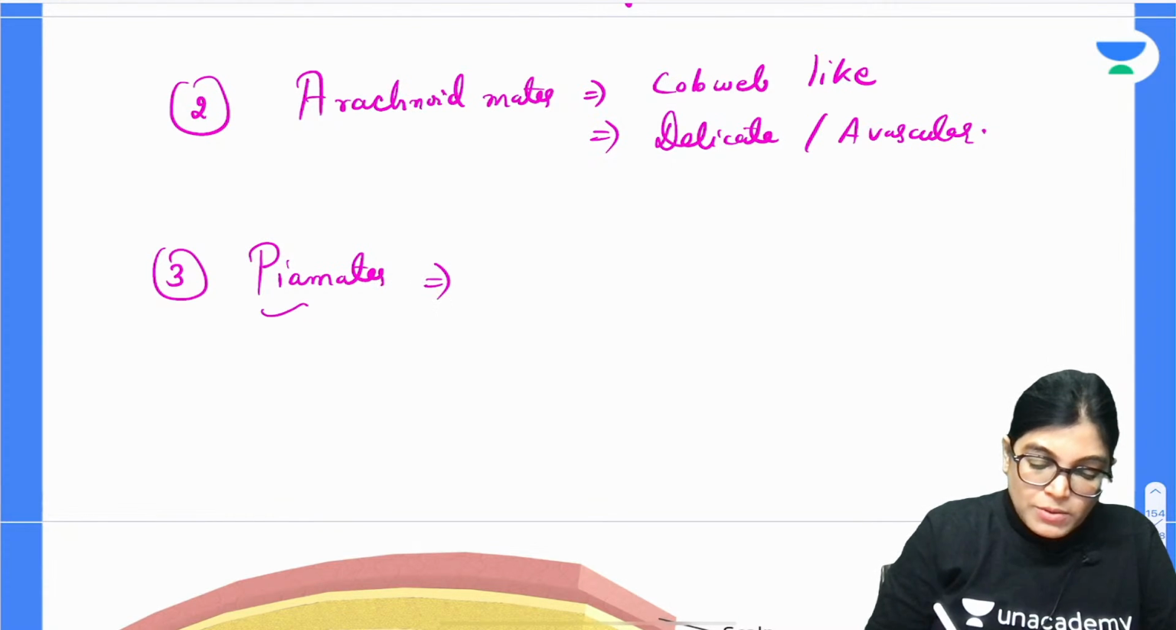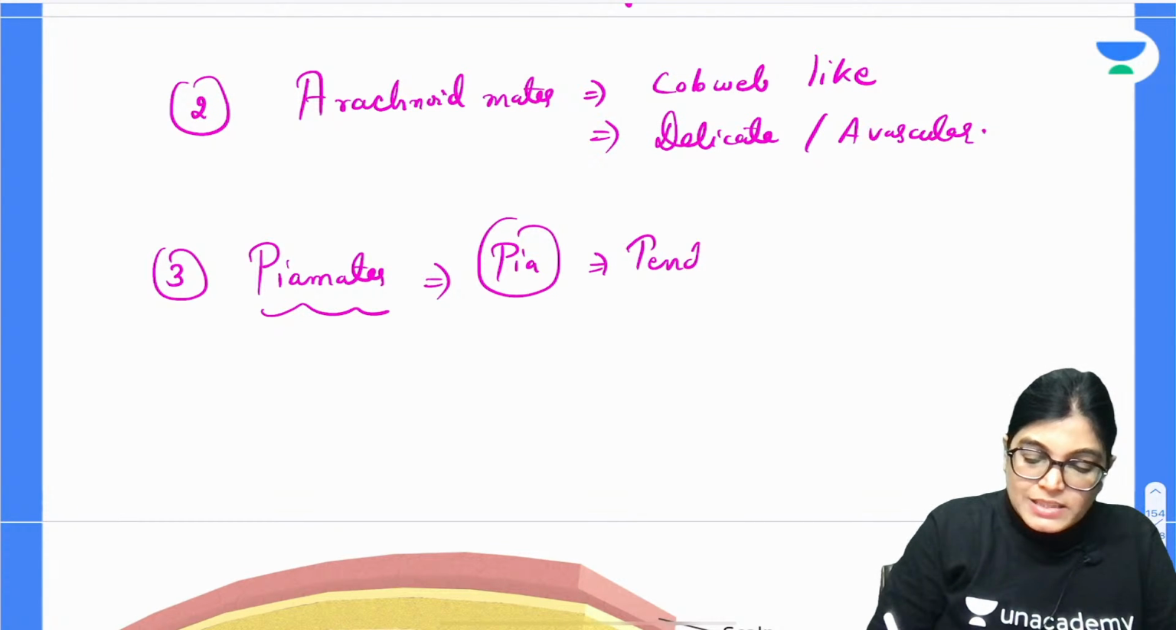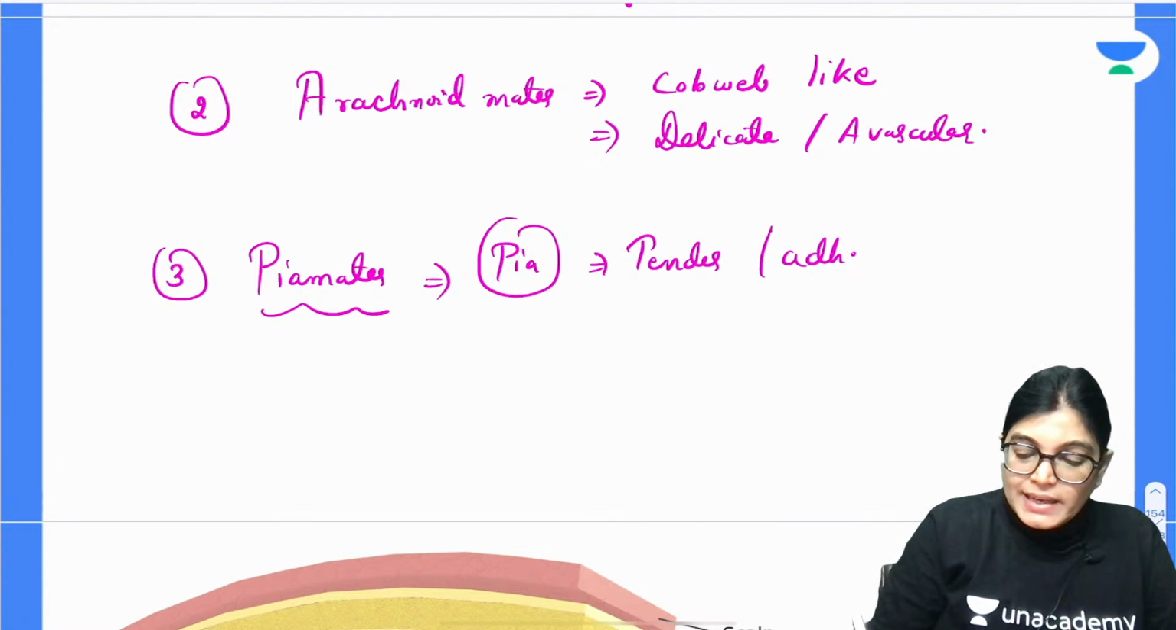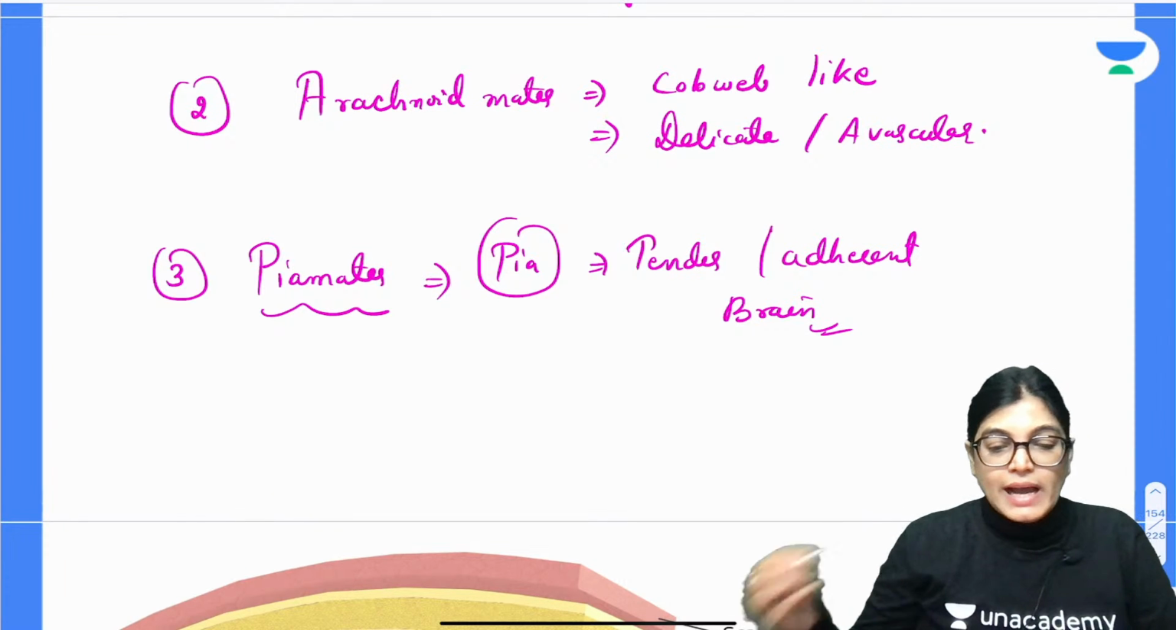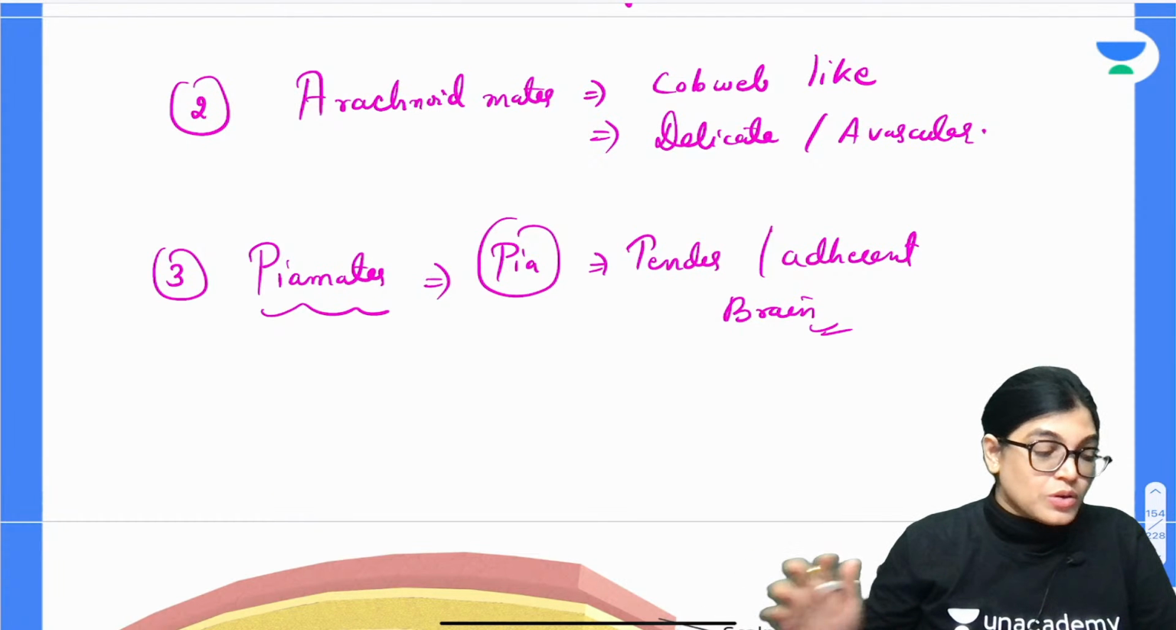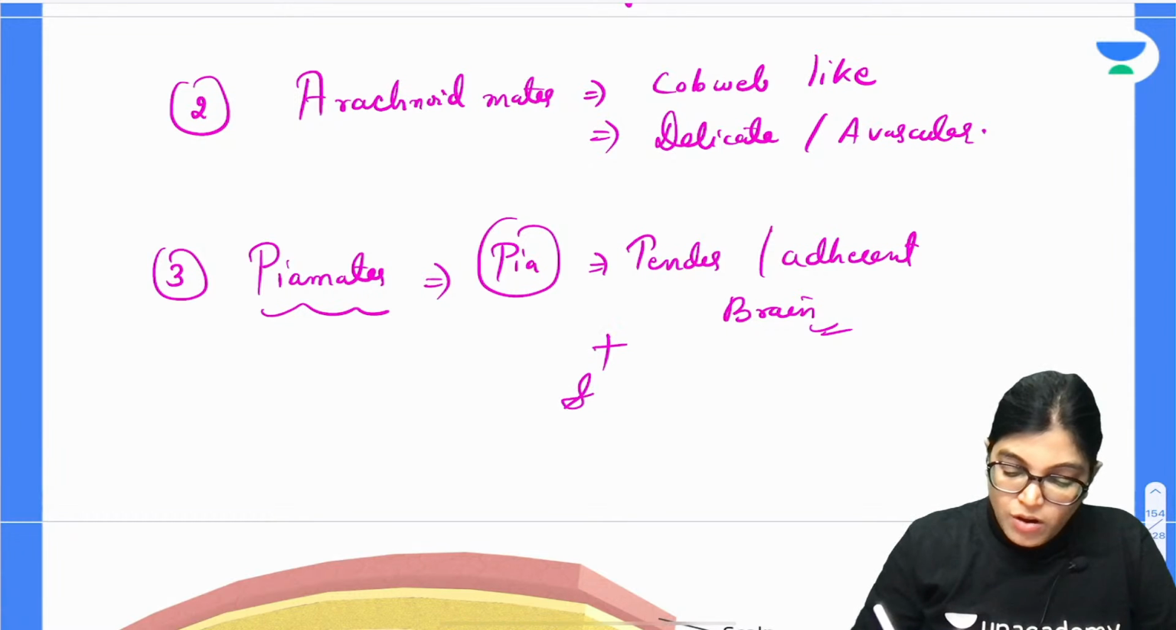The next layer is the pia mater. The word pia means tender. It is very tender and quite closely adherent to the brain surface, the cerebral hemisphere, and also to the spinal cord.